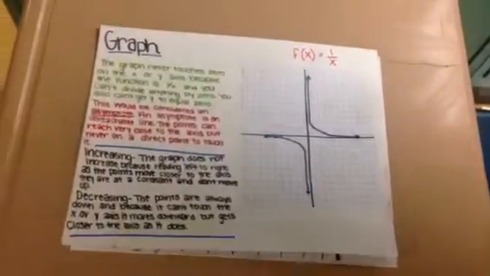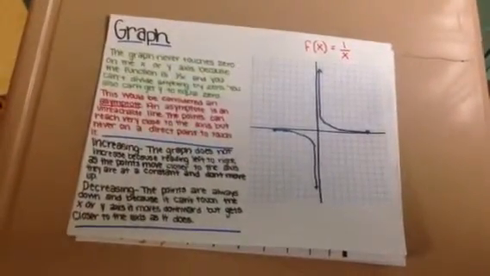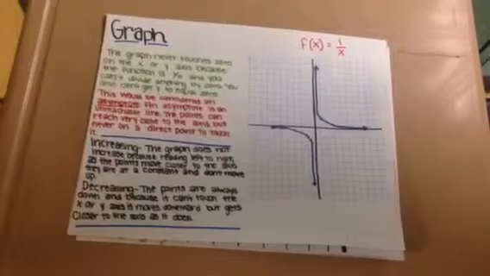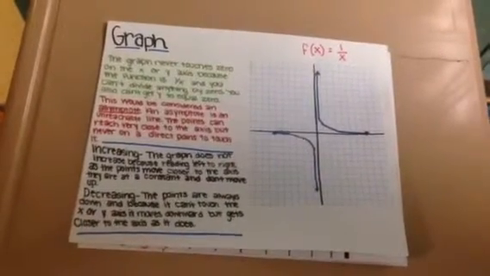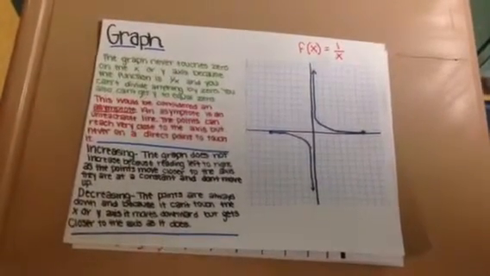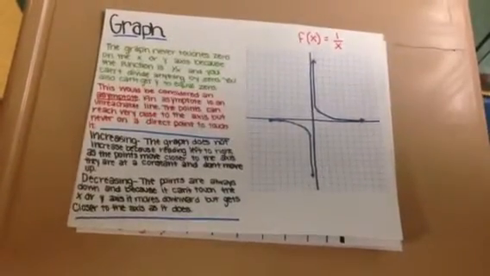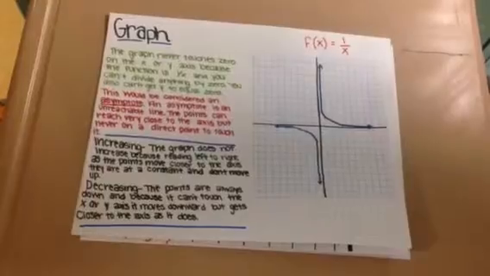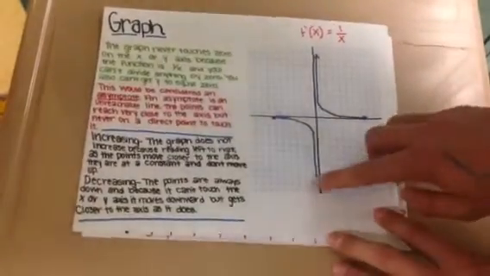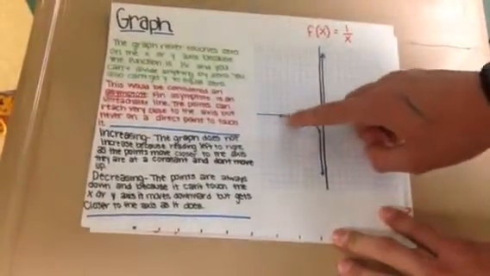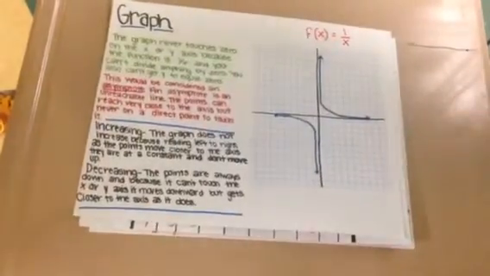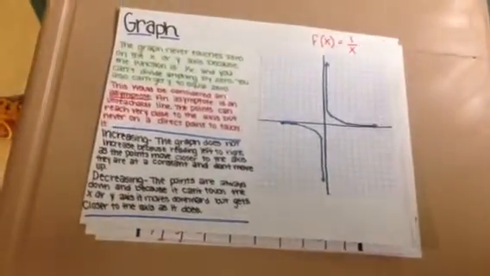Graph. The graph never touches 0 on the x or y axis because the function is y equals 1/x, and you can't divide anything by 0. You also can't get y to equal 0. This would be considered an asymptote. An asymptote is an unreachable line. The points can get very close to the axis, but never touch it.